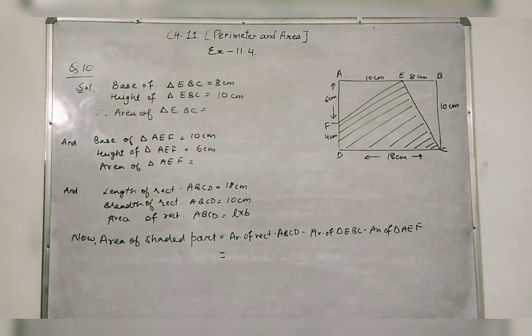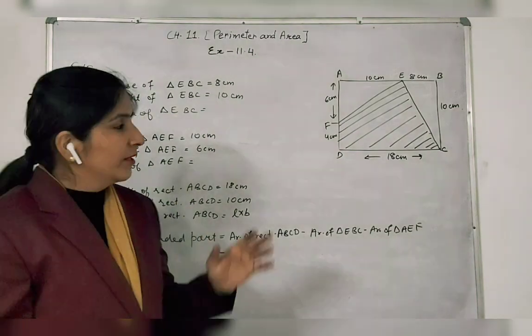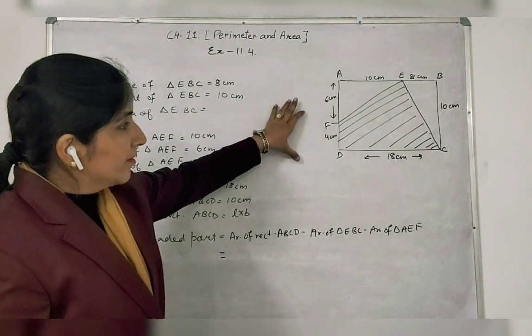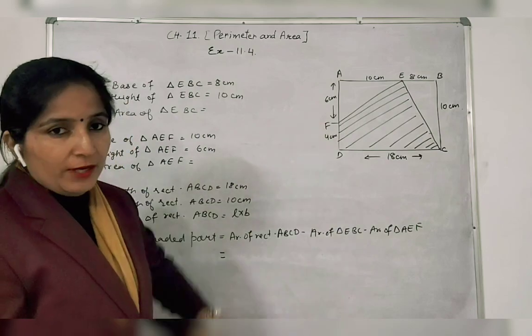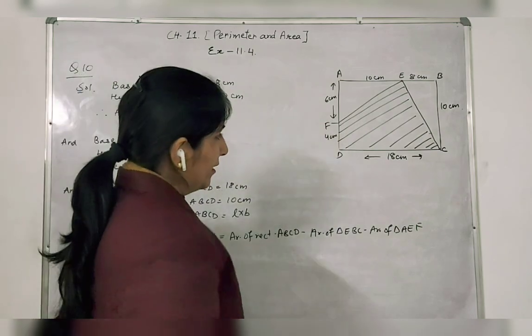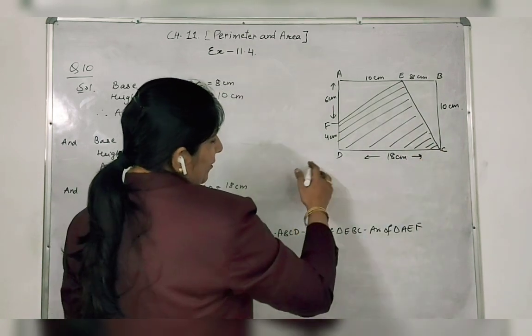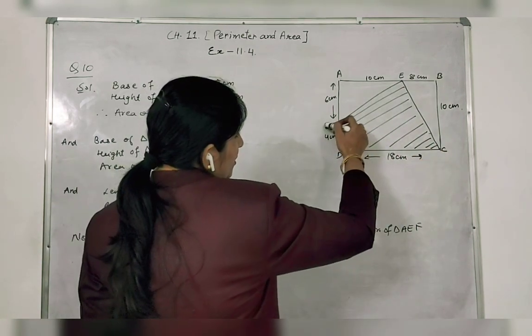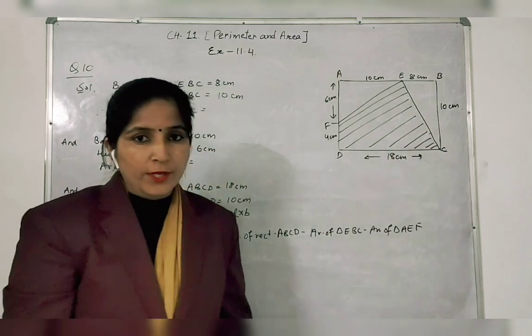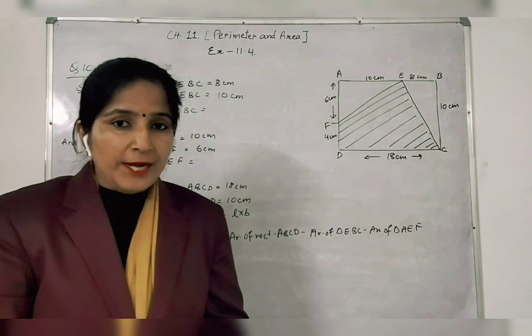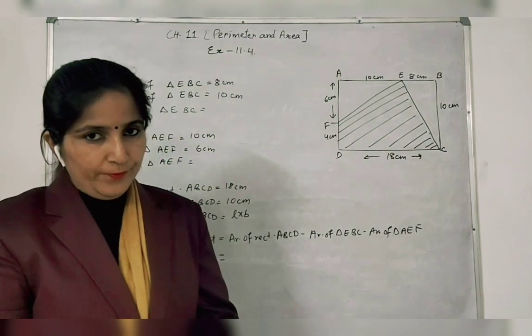Now students, question number 10. In this question, there are 2 parts. In the first part, there is a figure given in front of you. This is the figure and the different measurements are given. This is a rectangular figure in which there is a shaded portion. So in this we need to calculate the area of the shaded portion.